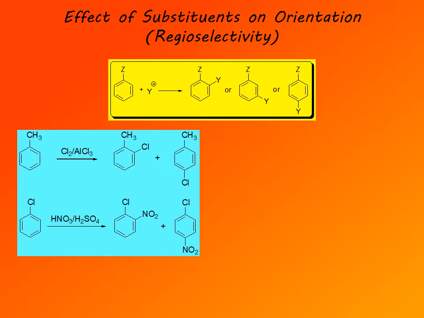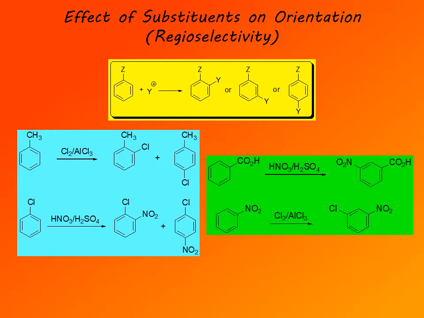Chlorobenzene in nitration reaction reacts to give a mixture again of ortho and para products. So here we have two substituents that direct the incoming electrophile ortho and para to themselves. Here are some different examples. Benzoic acid in nitration reaction gives meta-nitrobenzoic acid as product. And nitrobenzene in chlorination reaction gives meta-chloronitrobenzene as product. So we have two substituents that were meta-directing. So from these examples, we can see that substituents in electrophilic aromatic substitution are either ortho-para or meta-directing.